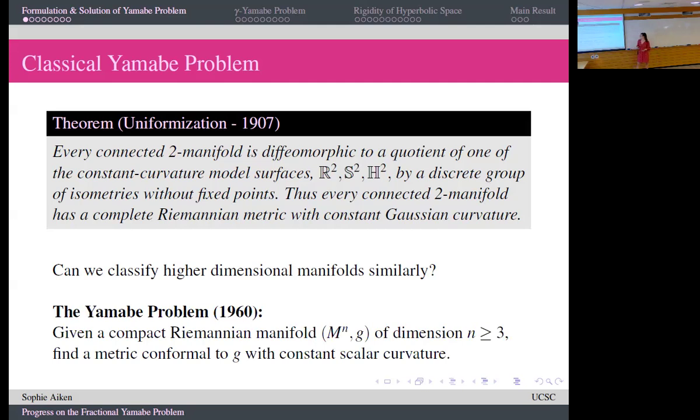Given a compact Riemannian manifold of higher dimension, 3 or greater, can we find a metric conformal to the given one, which admits constant scalar curvature? Here conformal just means that we have a metric which gives us the same measure of angles as G does, but it might change our distance measures a little bit, or a lot.